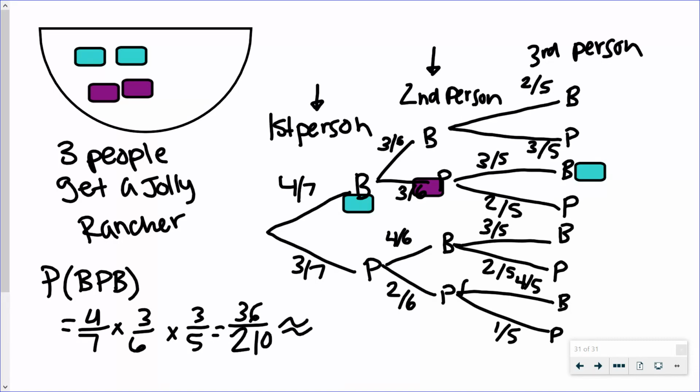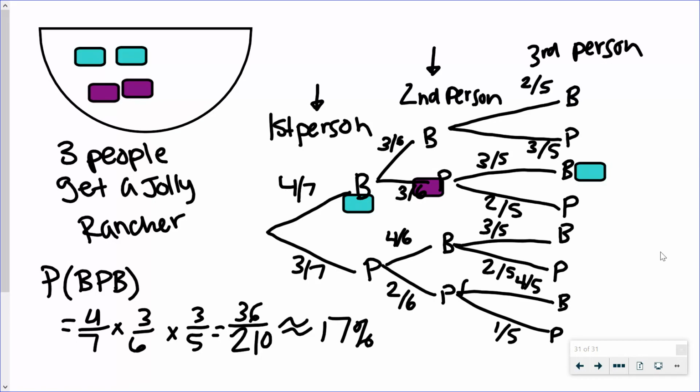As a decimal, or a percent, I mean, we're going to do a percent to give a little more meaning to our numbers here. 36 divided by 210 is 17% chance. So there's a 17% chance of this outcome happening. Okay.